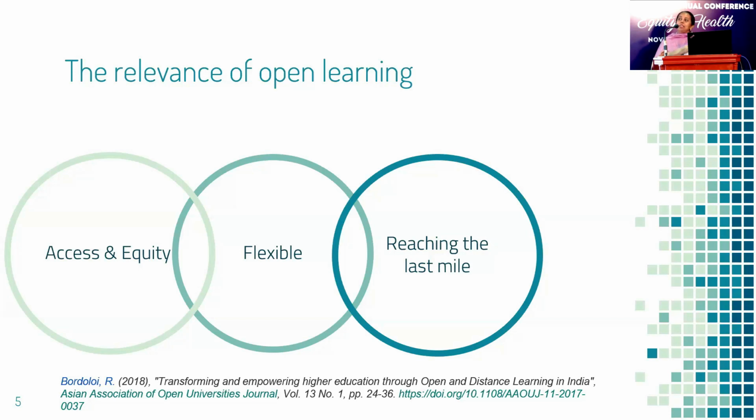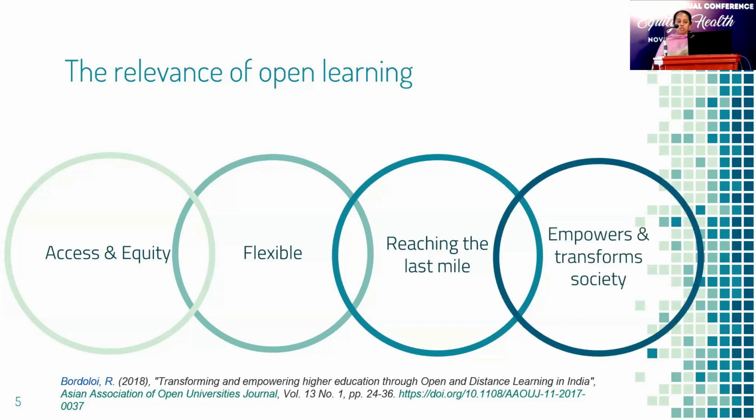I also want to say at this point that open learning is also interchangeably used with things like e-learning and distance learning and flexible learning. So those are very loosely or interchangeably used. And then finally, if all of these happen, the relevance for open learning in higher education is that we are able to empower people and thereby transform a community or the society.